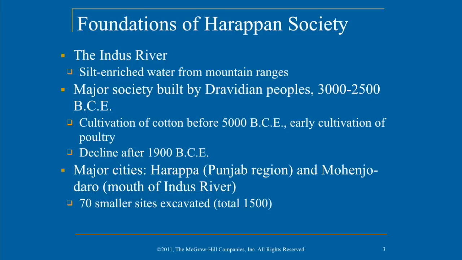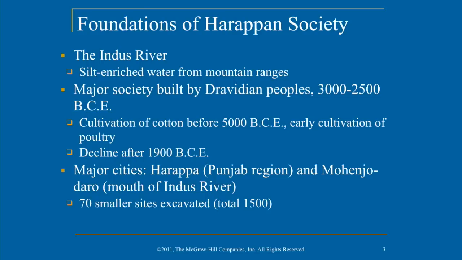Major society built by the Dravidian peoples from 3000 to 2500 BCE. There's the cultivation of cotton before 5000 BCE, and the early cultivation of poultry, like chickens and small birds, those sorts of things. It's in decline after 1900 BCE, and its major cities are Harappa in the Punjab region today, and Mohenjo-Daro, at the mouth of the Indus River.